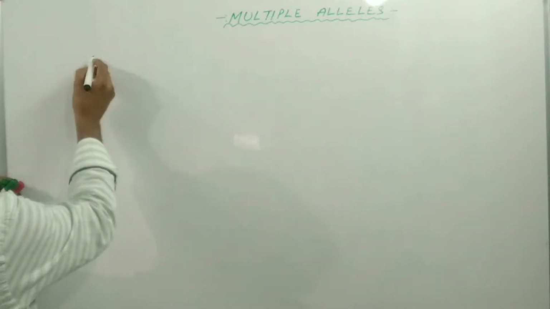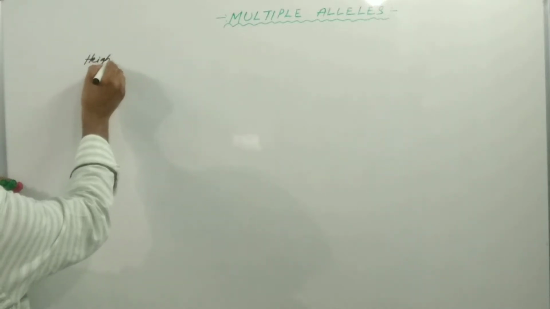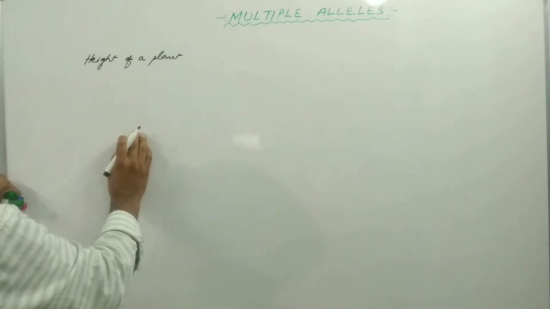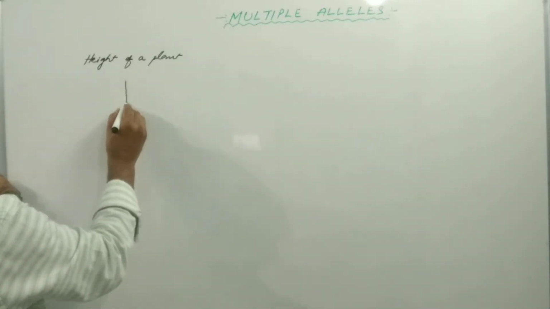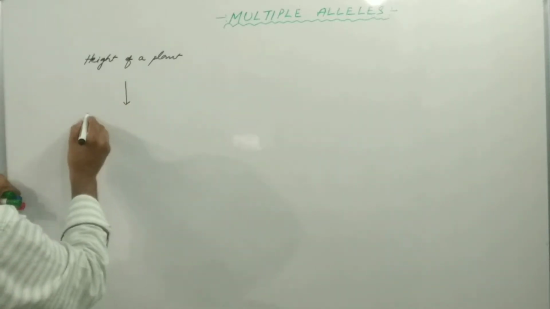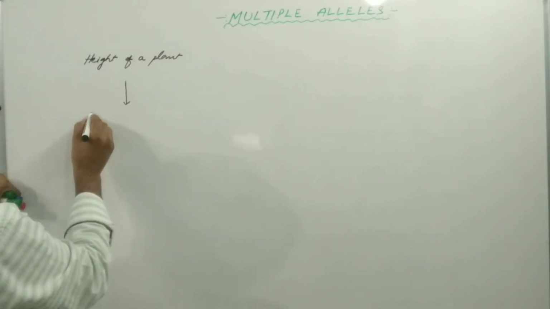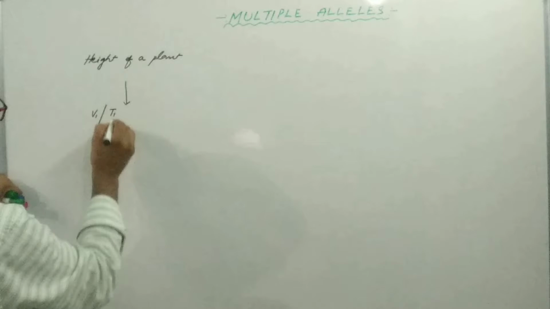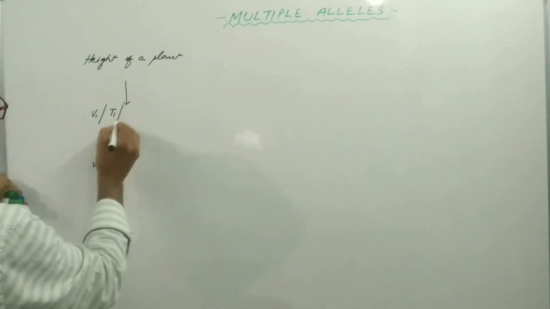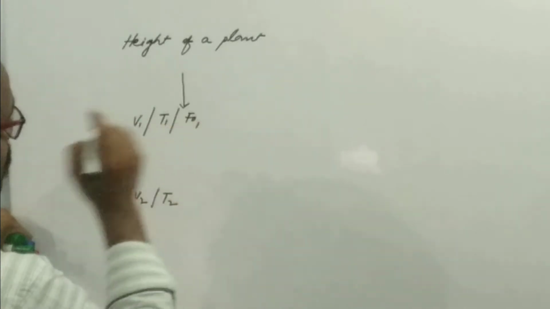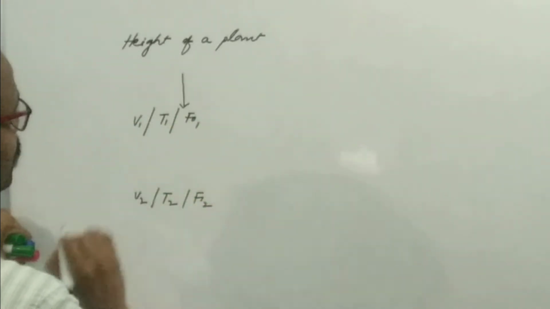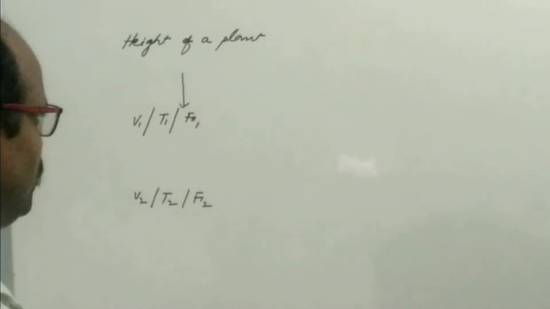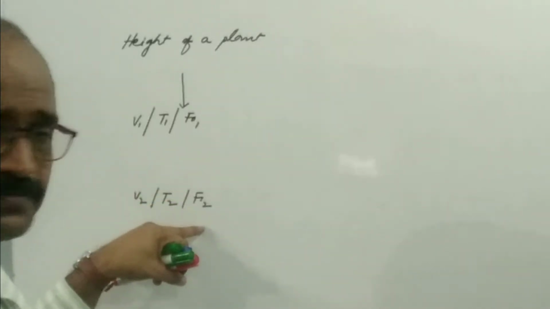Let's take an example. Suppose the height of a plant is controlled by a gene, and this gene has two forms or two varieties. Suppose variety 1 and variety 2, or type 1 and type 2, or form 1 and form 2. So according to Mendelian inheritance, each gene has two forms. One is form 1, another is form 2.